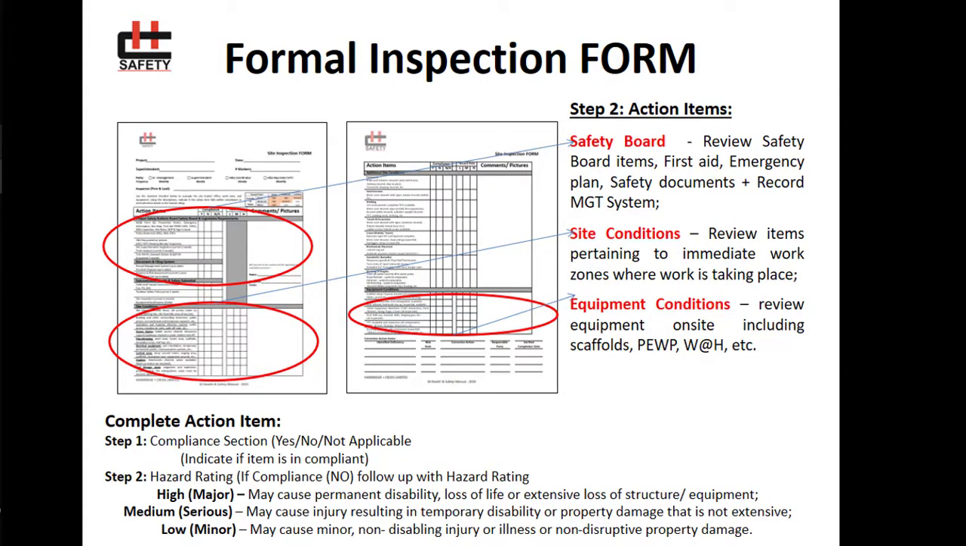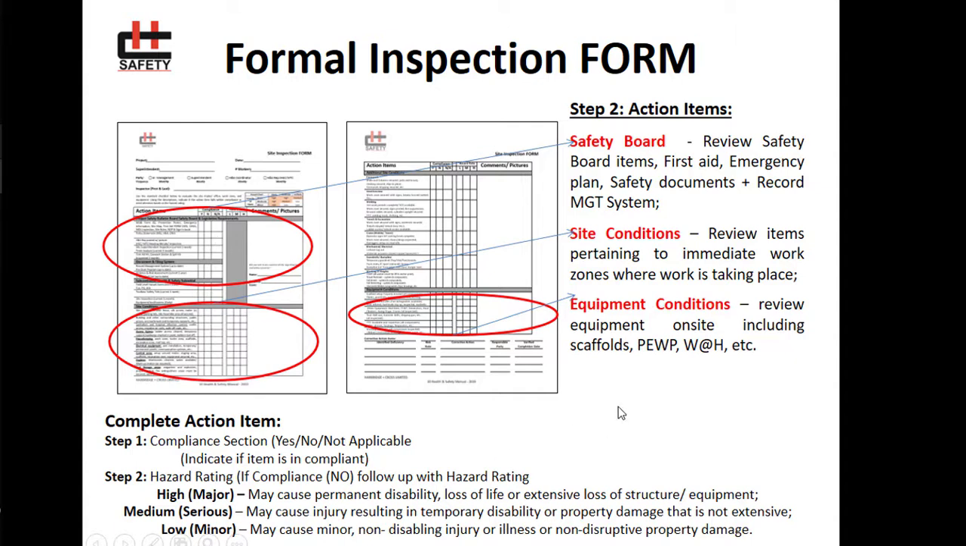Step 2. Let's do an inspection. The inspection form is broken up into 3 parts. First is the safety board. You must review your safety board items, including your first aid, emergency response plan, safety documentations, and record management system. Identify if it is in compliance: yes, no, or non-applicable.